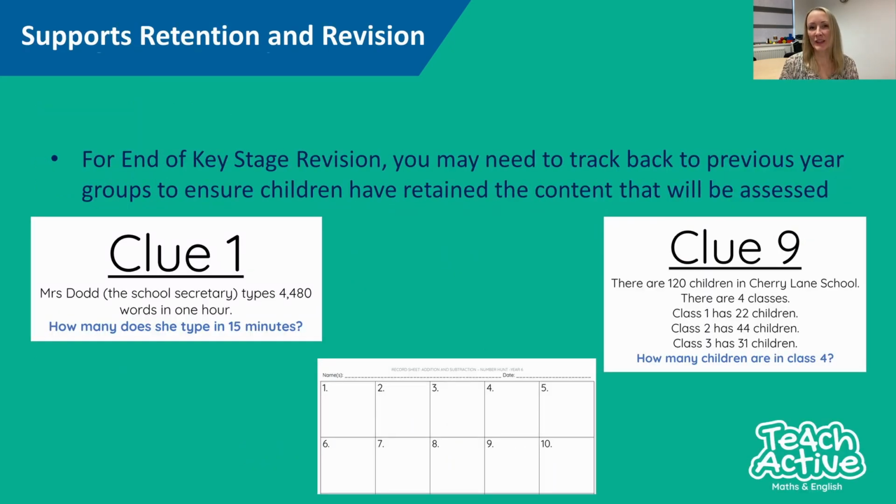So hopefully you can already see how the Teach Active activities will support retention and revision. And you can see how that's built through. We can do that daily, we can do that at the end of an objective, we can do that at the end of a unit of work. But for end of key stage revision, you might want to track back to previous year groups to ensure that children have retained all of that content that will be assessed. So you can have the opportunity to do that. I've already talked about doing that within the Ready to Progress materials. You can do that within your fluency sessions and try and track back in that way.